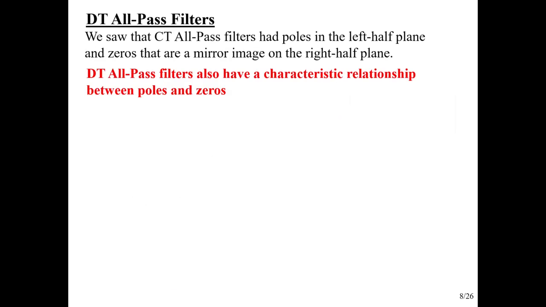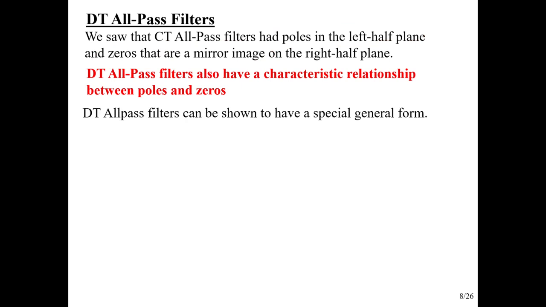So that's all continuous time. Let's go into the discrete time world. So we saw that there was a relationship between the poles and the zeros. The poles had to be in the left half of the plane, and then the zeros are just mirror images on the right half of the plane. We're going to see a similar relationship, similar, not the same, but a related relationship for discrete time.